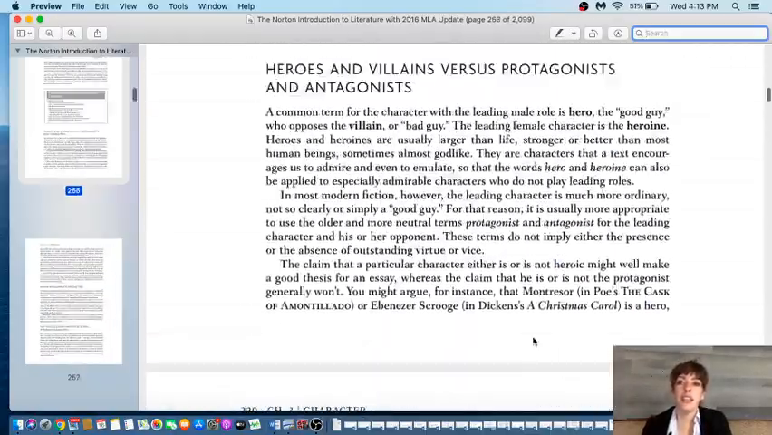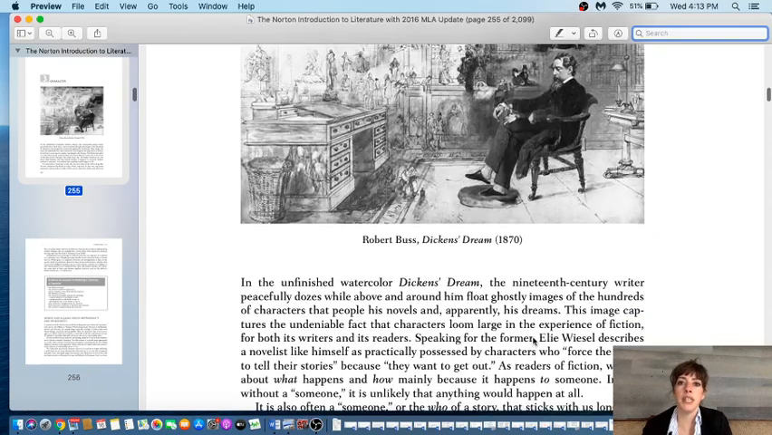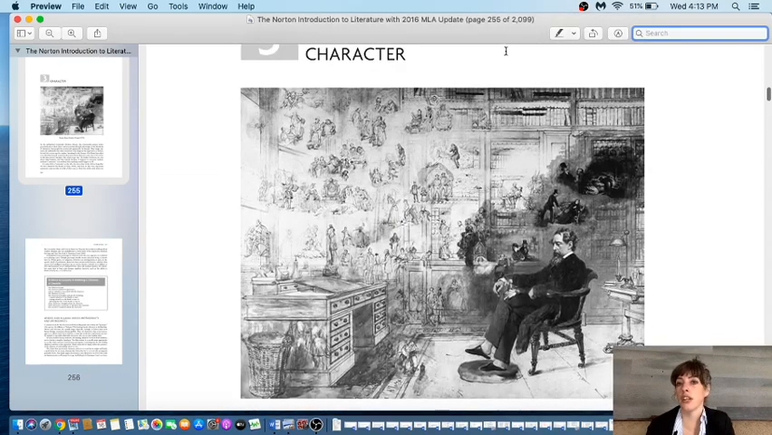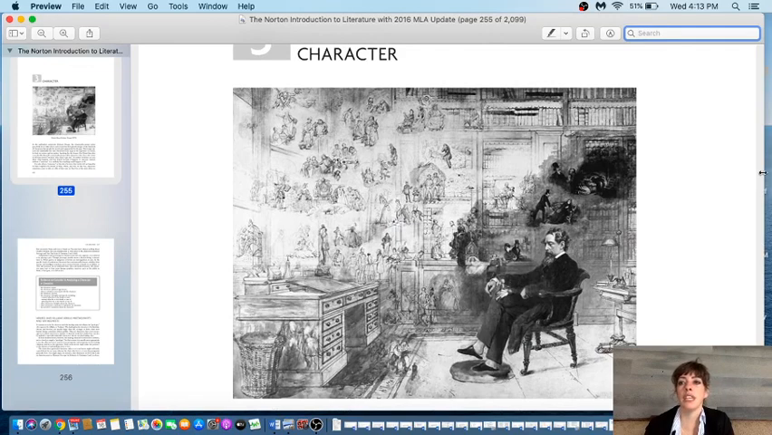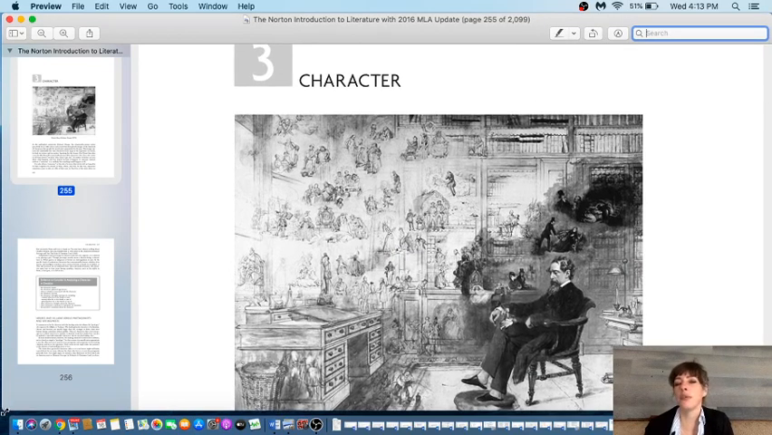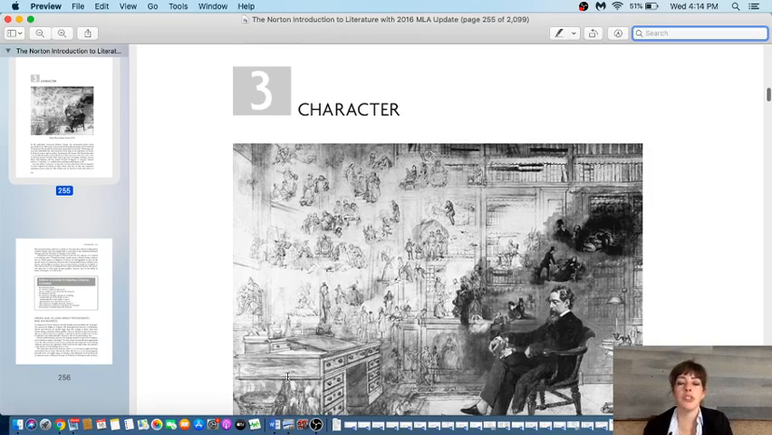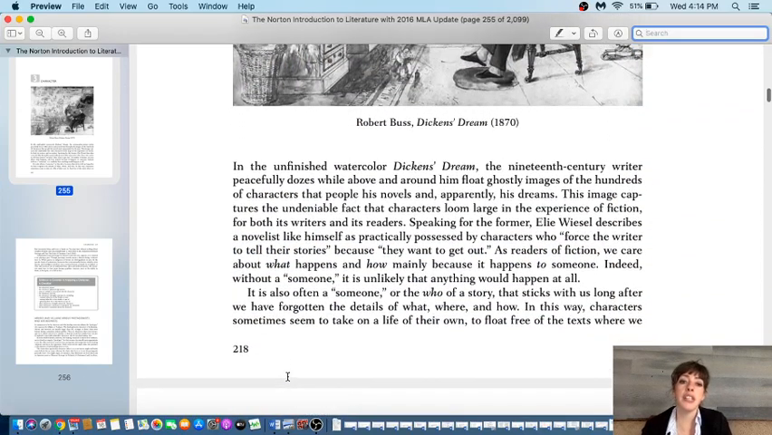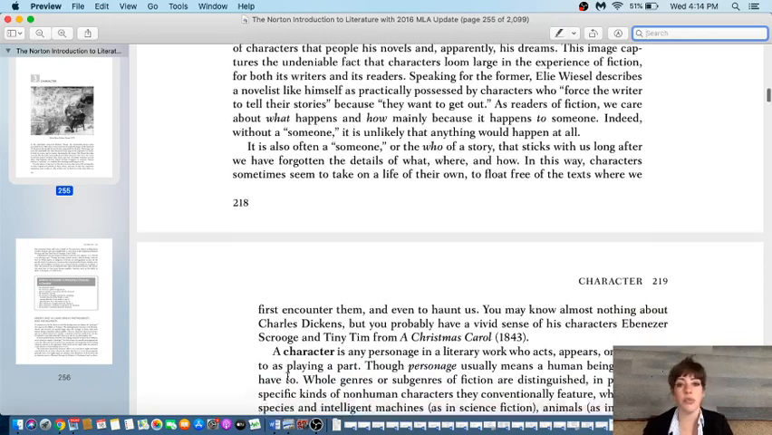Okay, there's a lot of important stuff in here, and some of it might be stuff you need to unlearn, because over the years there have been many different ways of talking about characters that we don't really use anymore. All right, so for the character, it is page 218 to 224.